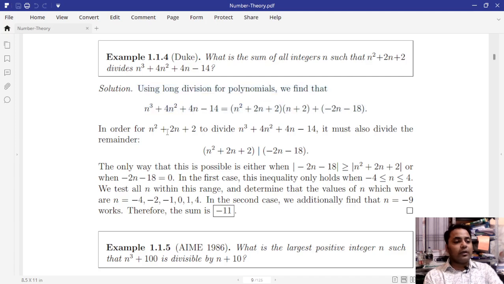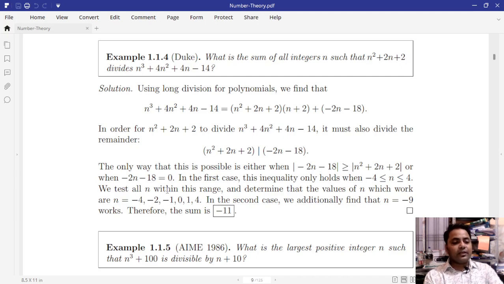In order for n^2 plus 2n plus 2 to divide n^3 plus 4n^2 plus 4n minus 14, it must also divide the remainder. n^2 plus 2n plus 2 divides minus 2n minus 18. The only way this is possible is either when the absolute value of minus 2n minus 18 is greater than or equal to the absolute value of n^2 plus 2n plus 2, or minus 2n minus 18 equals 0.